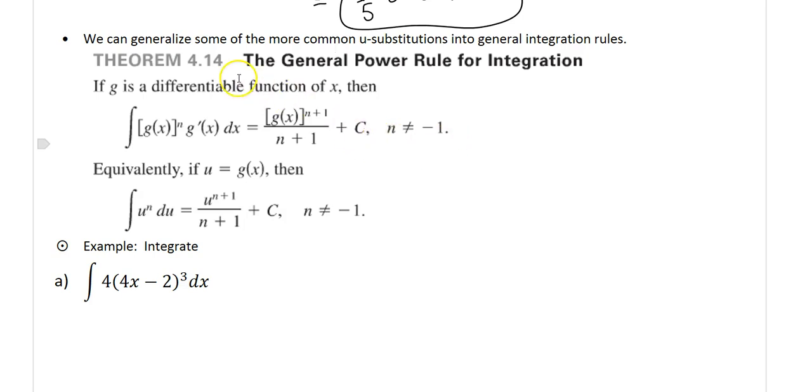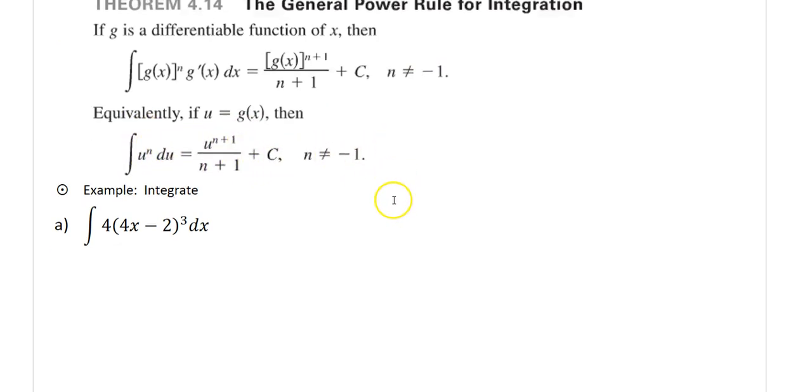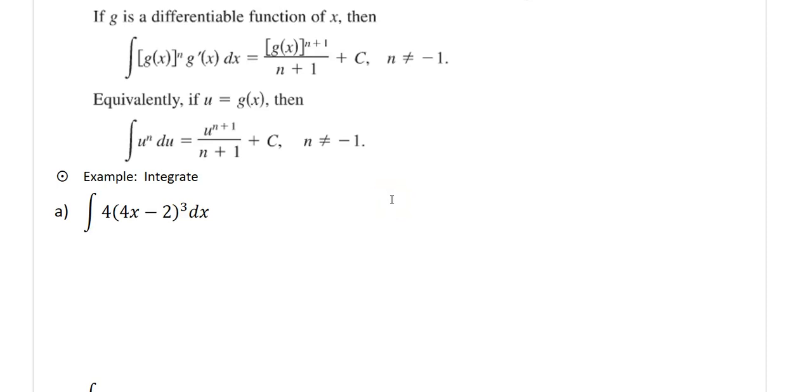So if g is a differentiable function of x, then the integral of g of x to the n times g prime of x dx is g of x to the n plus 1 over n plus 1 plus c, as long as n is not -1. Or if you want to look at it as the integral of u to the n du, that's u to the n plus 1 over n plus 1 plus c. So we've done some of these already.